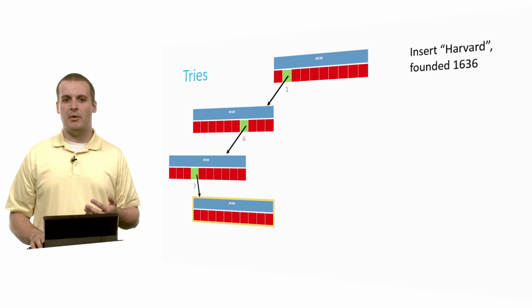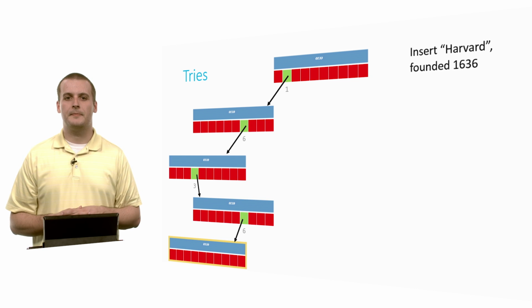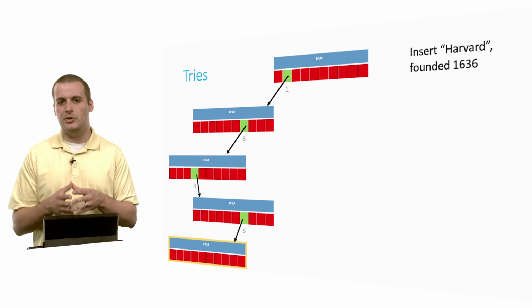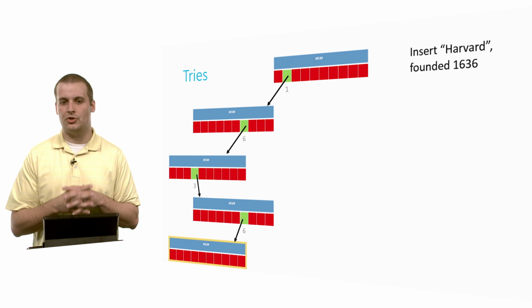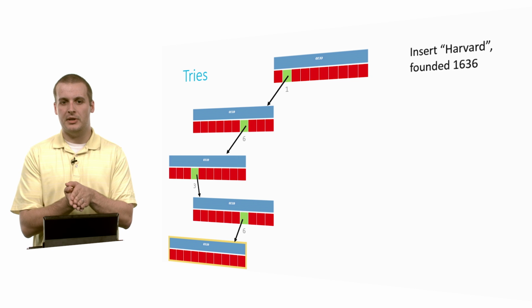And then from 3, where do I want to go? I want to go down 6. And again, I had to clear the way to do it. So now I've used my key to create nodes and start to build this trie. I've started at the root. I've gone down 1, 6, 3, 6.